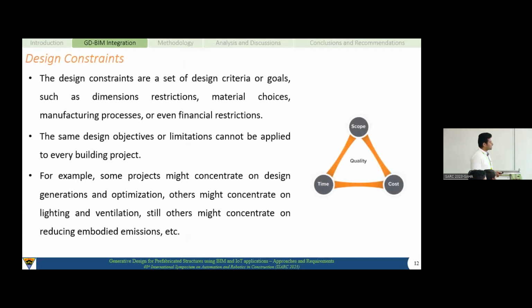What are design constraints? These are a set of design criteria or goals, such as design restrictions, material choices, sizes, weights, etc., manufacturing process, or even financial restrictions. The same design objectives or limitations cannot be applied to every building project, since PC is very specific to the project. For example, some projects might concentrate on design generation and optimization, others might concentrate on lighting and ventilation, and so on.